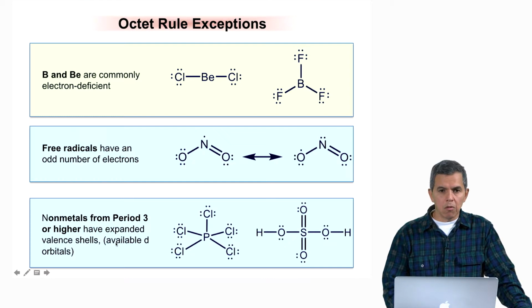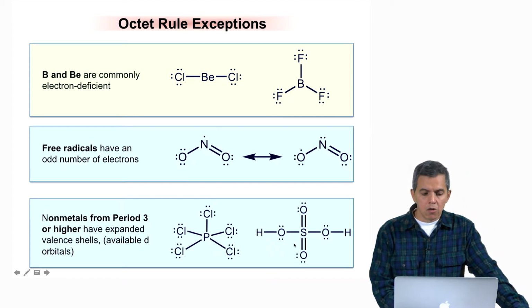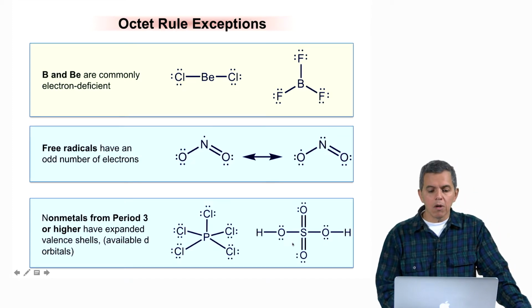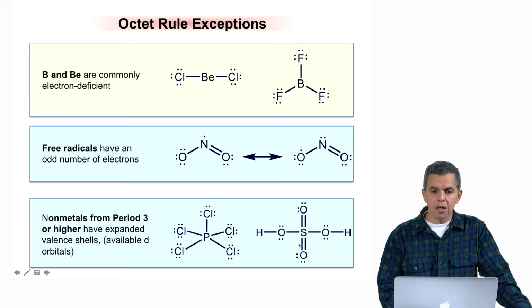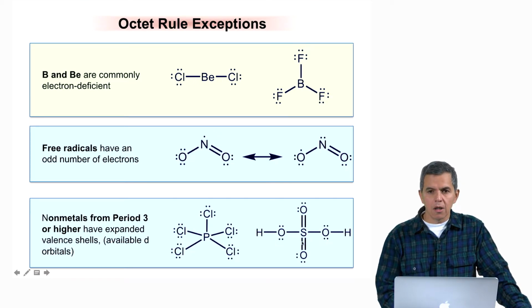And this is possible because there are available d orbitals that participate in bonding. Two examples that we have here are phosphorus pentachloride, in which the central atom phosphorus has 5 bonds, that is 10 electrons, 2 more than the octet rule allows for. The other example is sulfuric acid, H2SO4. The central atom of interest here is sulfur. This has also an expanded valence shell. We can see that it has 1, 2, 3, 4, 5, 6, that is 12 electron pairs. Indeed, this is higher than the octet rule allows for.